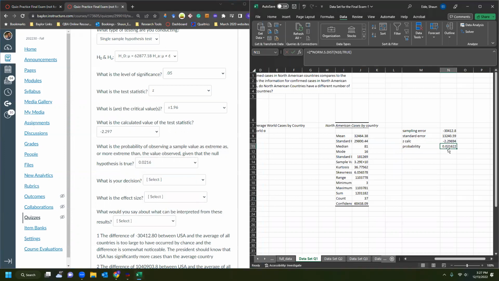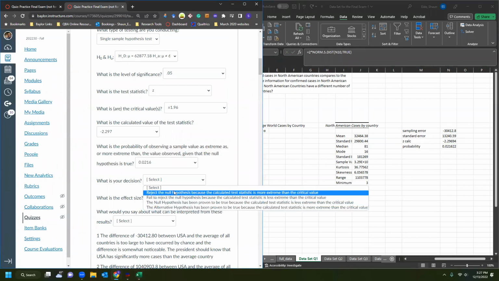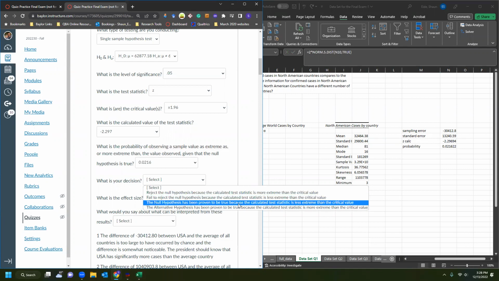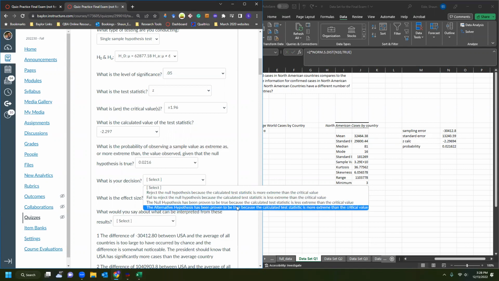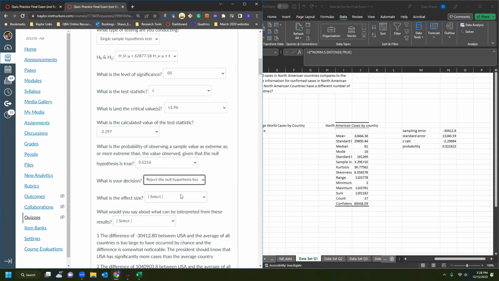And so because the probability is less than the alpha of 0.05, we are going to reject the null hypothesis. So let's look at this. Reject the null hypothesis because the calculated test statistic is more extreme than the critical value. This is the correct answer right here. This is not, because we're not failing to reject, and the null hypothesis has been proven to be true. That's not correct either. The alternative hypothesis, we're not proving anything to be true. We're saying we reject or we fail to reject. So reject the null hypothesis.